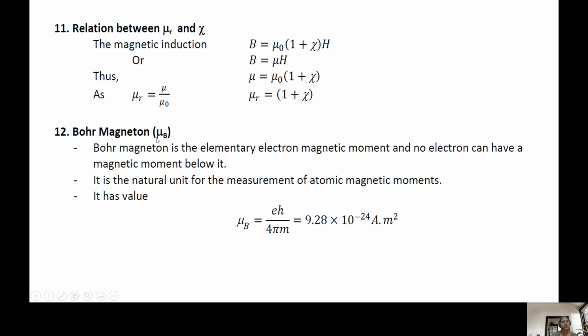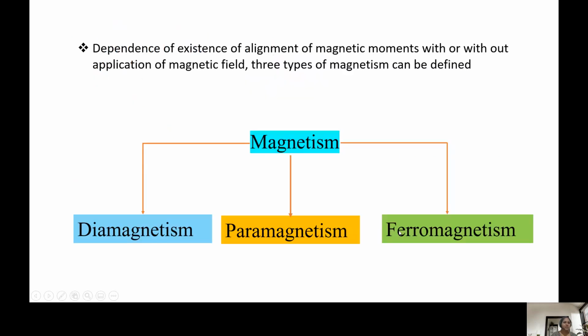And the last one is the Bohr magneton. The Bohr magneton is the elementary electron magnetic moment, and no electron can have a magnetic moment less than the Bohr magneton. It is a fundamental value of the magnetic moment of the electron, which is the lowest value of the electron magnetic moment. Less than that, there is no magnetic moment of the material. It is the ratio of eh upon 4 pi m, a natural unit for the measurement of the magnetic moments of electrons and atoms. It has a value of 9.28 into 10 power minus 24 ampere square meter.